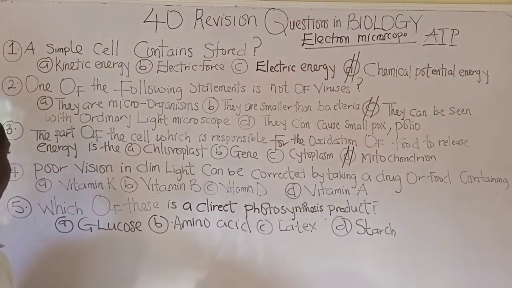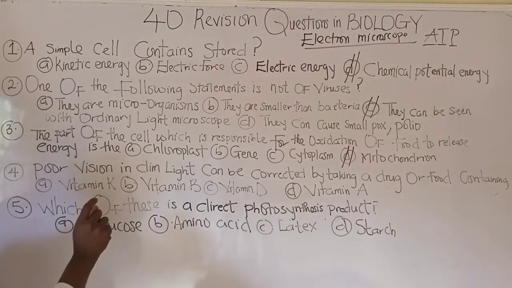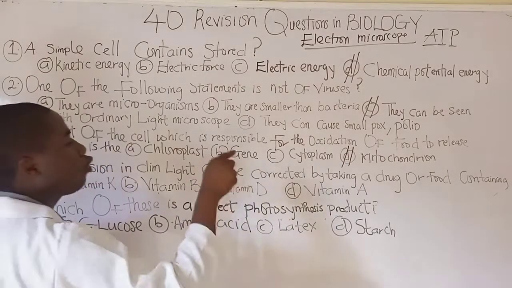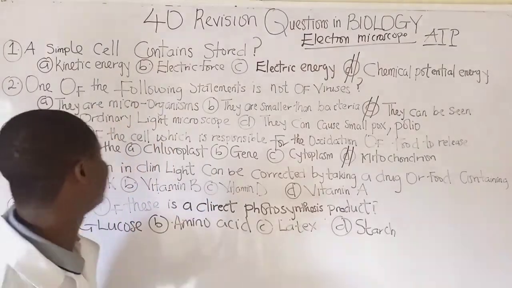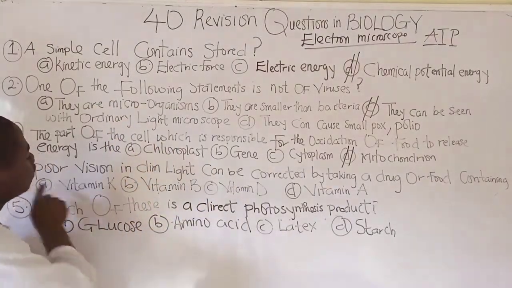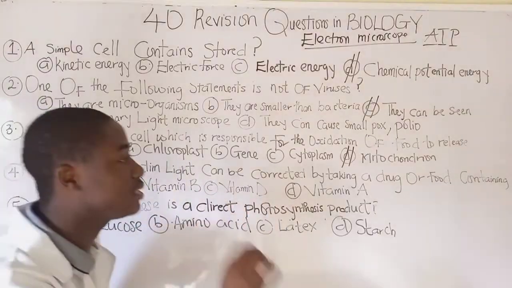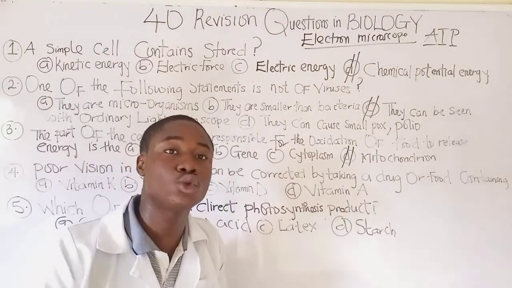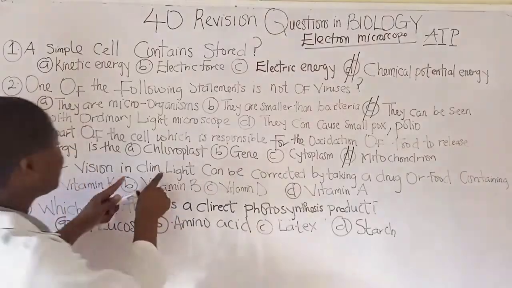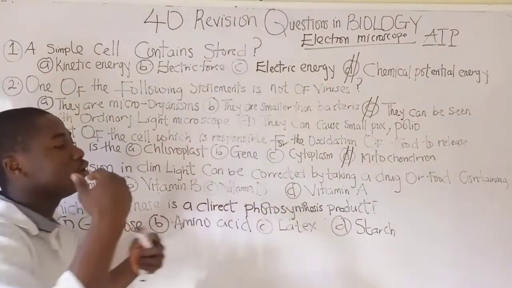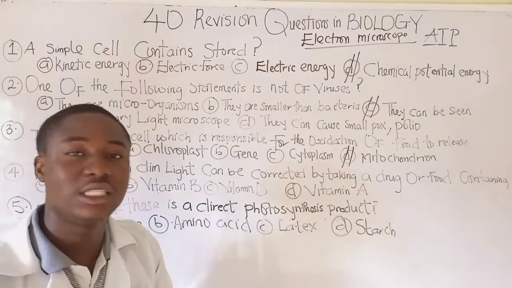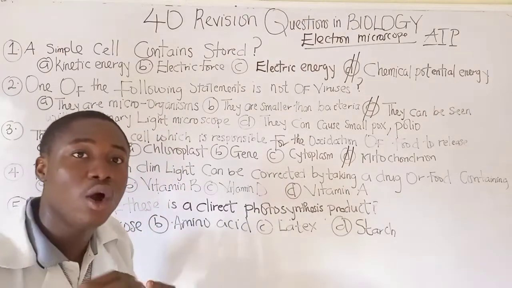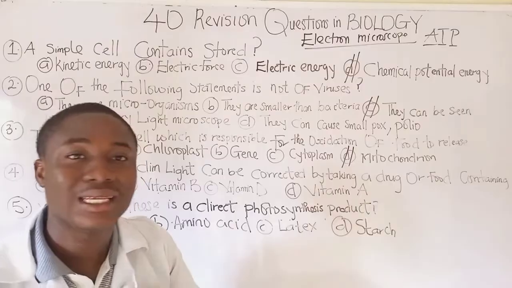Now moving over to question 4, it says poor vision in dim light can be corrected by taking a drug or food containing... So they are asking us which of these vitamins basically contributes to good eyesight. Because they are saying dim light can be corrected, we are talking about which vitamin here will help in the correction of this dim light to get bright eyesight.